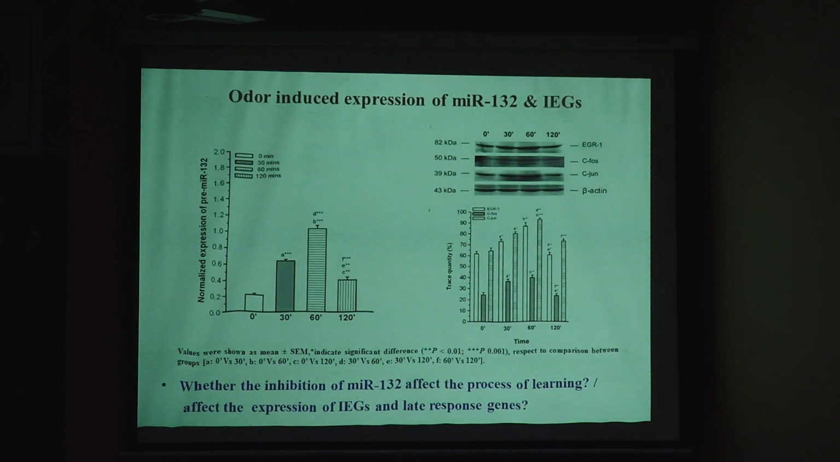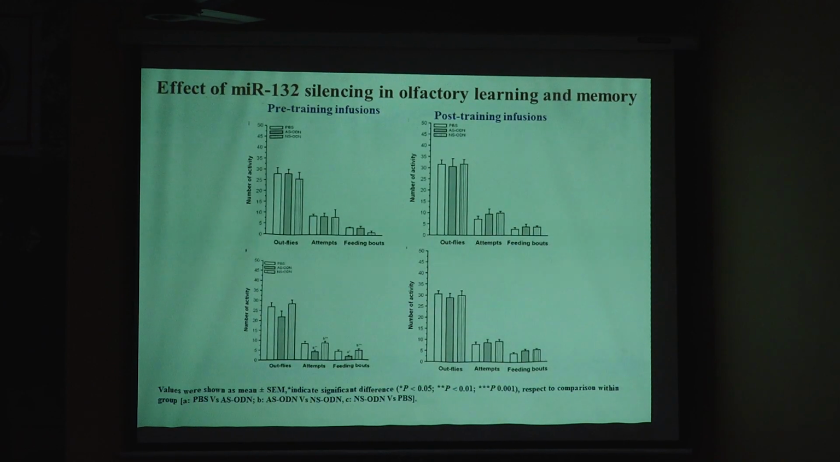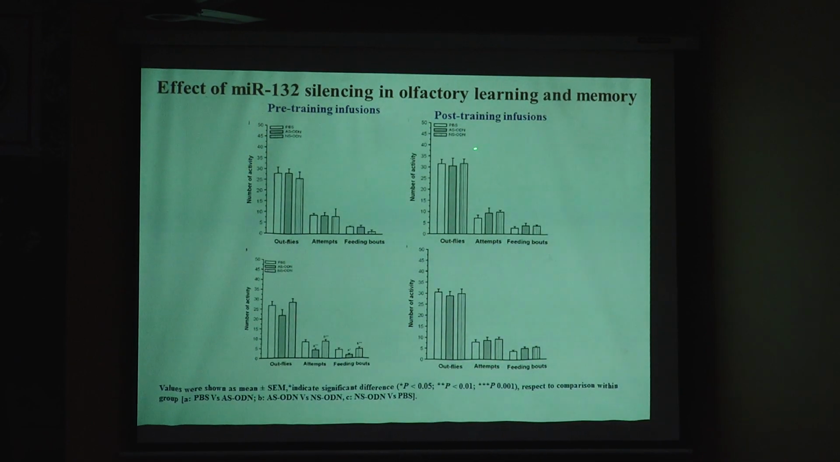Then we use the same approach of antisense oligonucleotide. We design an antisense oligonucleotide to the microRNA 132, and when we deliver it, we use two different approaches: pre-training and post-training. We make sure that, because the immediate early genes are doing their business, we are not disturbing that now. We are disturbing only the microRNA. So we delivered the antisense oligonucleotide before training and after the training.